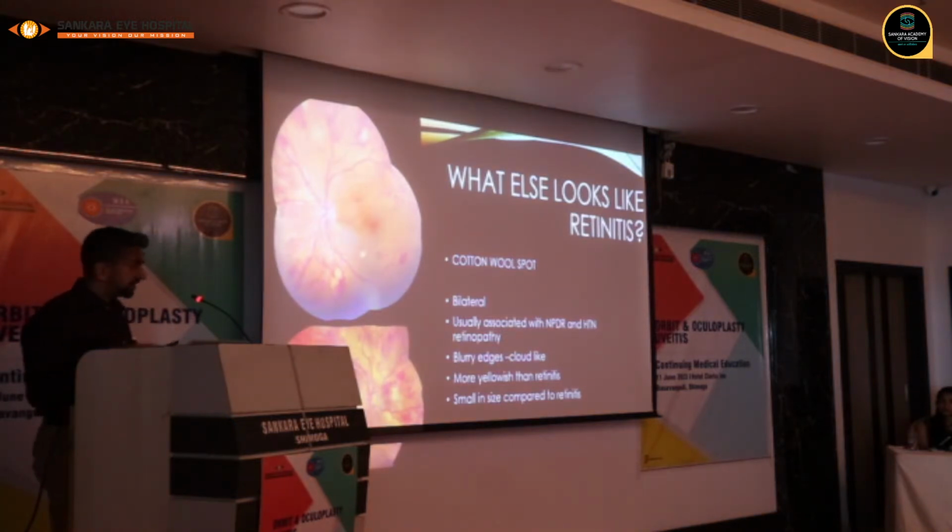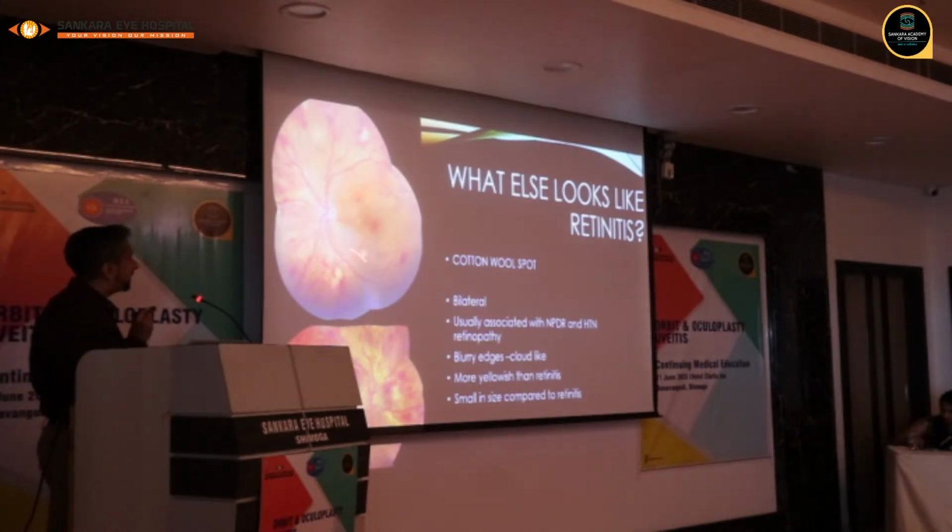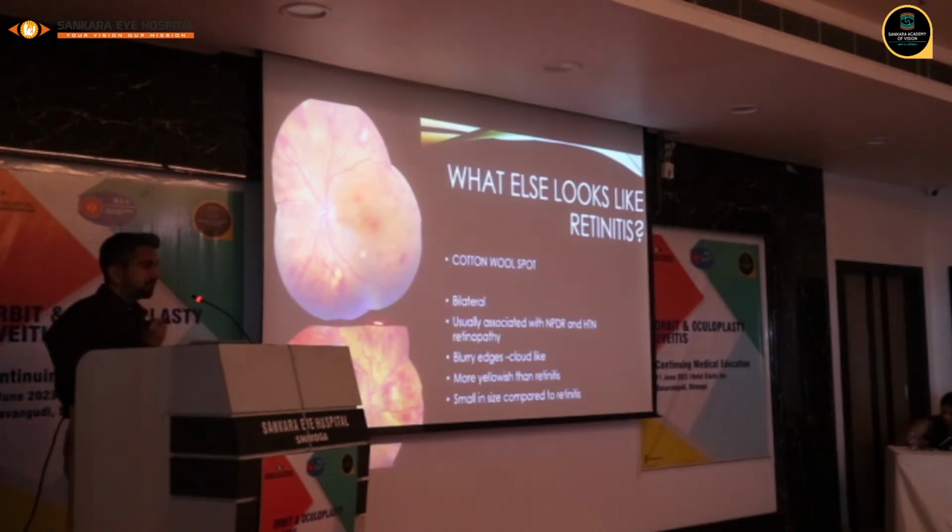Another important differential is cotton wool spots. So most of the time retinitis is misdiagnosed as a cotton wool spot. Sometimes cotton wool spots can be present even in case of retinitis. Now remember, cotton wool spots alone are mostly bilateral. They are associated with diabetic retinopathy. More importantly, with hypertensive retinopathy. So you have this very angry looking retina here, with a lot of flame-shaped hemorrhages and a lot of cotton wool spots. This patient has a BP of around 200 by 120. So this is a typical grade 3 hypertensive retinopathy.